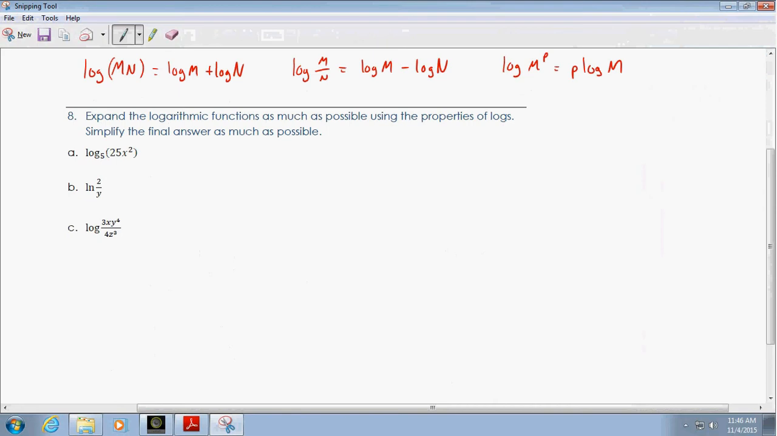Okay? So we're going to rewrite this one since it's the product rule, right? This is product. This is quotient. This is power. So we're going to rewrite it as log base 5 of 25 plus log base 5 of x squared. All right, so we need to keep going. So what do we need to do? Right, log base 5 of 25 is just 2, because 5 to what power is 25? 2. What about here? Is there anything I can do there? Power rule. Let's bring the 2 out front. 2 log base 5 of x.